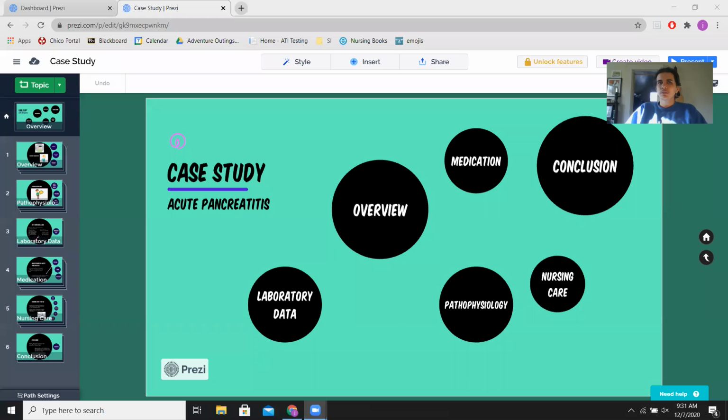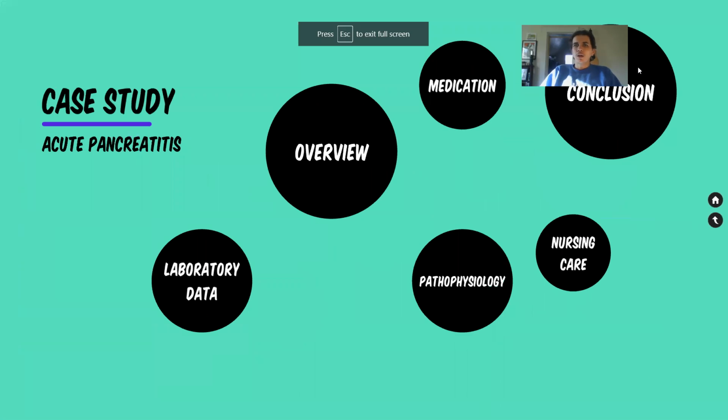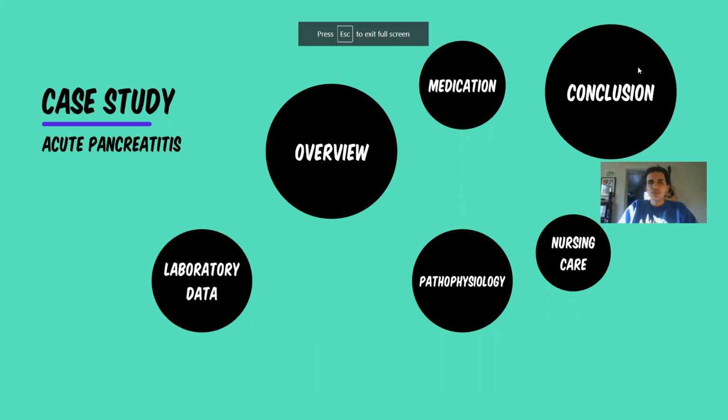So let me just pull up the case study here. All right. So my case study is on acute pancreatitis mainly. I'll go into different conditions that my patient had and whatnot, but let's just start with the overview to give a basic understanding of what this is going to be all about.